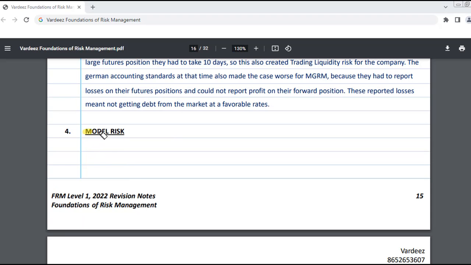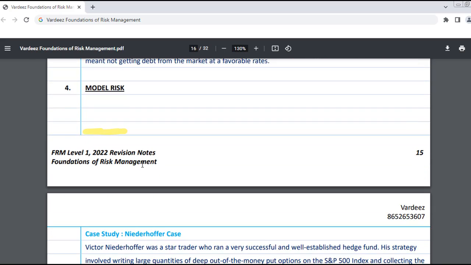Okay, let's now talk about model risk. Model risk basically arises when either we are using an incorrect model, or we are having incorrect data in the model, or we are using some wrong assumptions in the model. So let's look at the case studies in model risk.